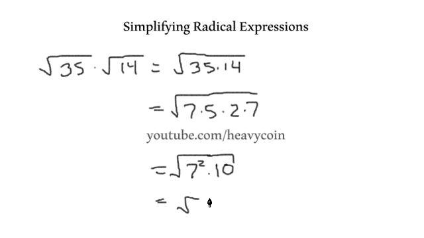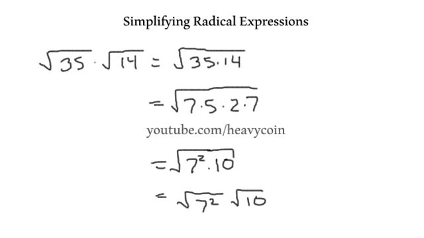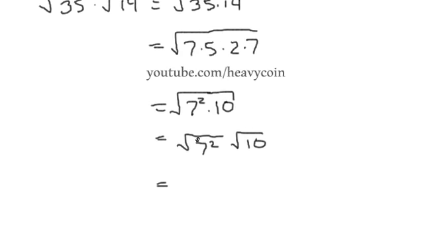Alright, so we can actually break this up. And the square root of a square, right, is just going to be whatever that number is, which is 7, and we can't do anything further with the 10. 7 times 5, 2 times 7. Okay, I guess that's right. Didn't make any mistakes. Gotta be careful.